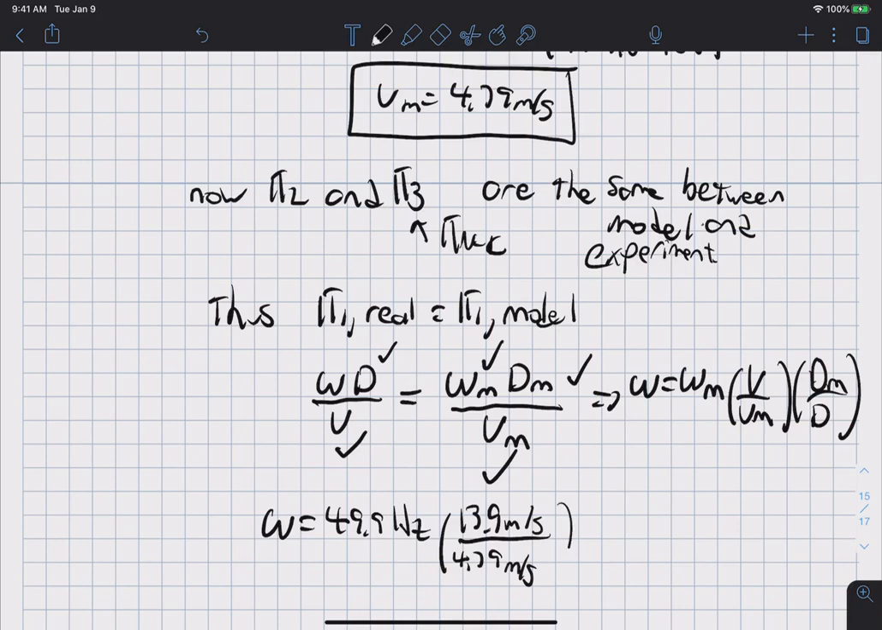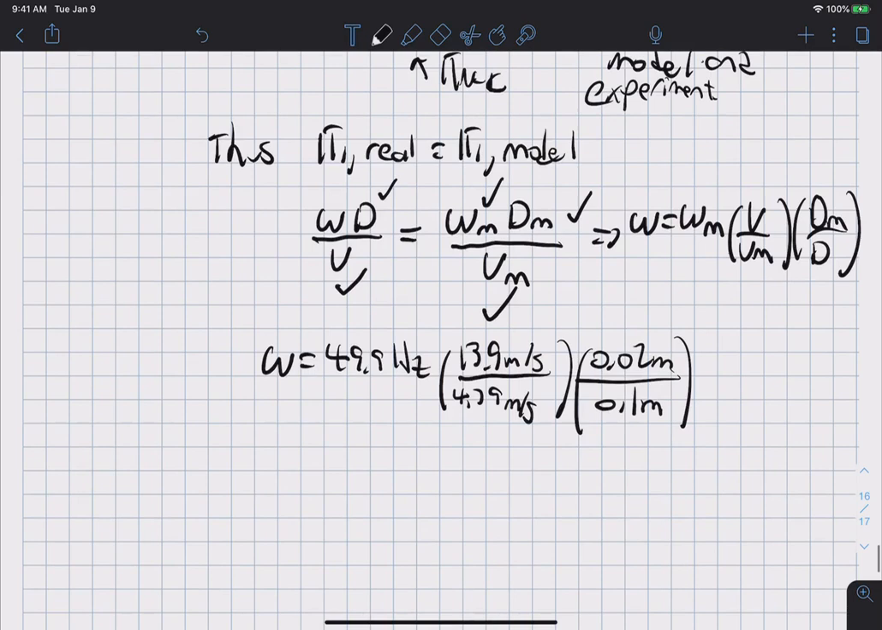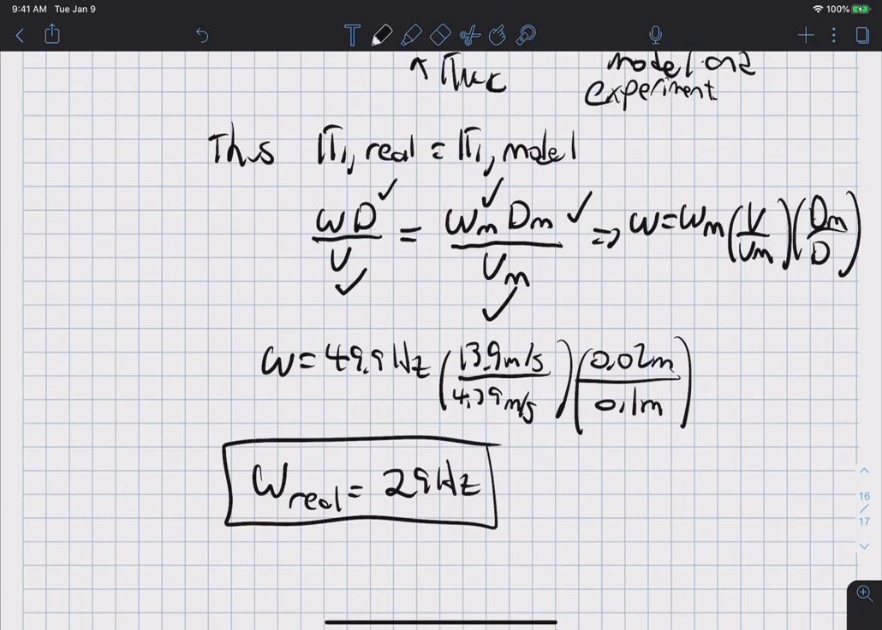4.79 meters per second times 0.02 meters over 0.1 meters. And this implies that omega of the real object, based on the experiments and the similarity, is 29 hertz. Okay, and so this is how these pi groups are actually used. In these experiments, you need to match all the pi groups, pi 2 through pi n minus k. If those are the same between the model and the experiment, then the pi group that contains your quantity of interest is also the same.